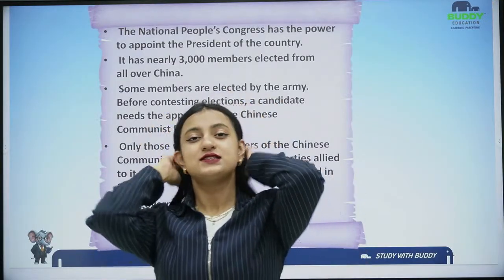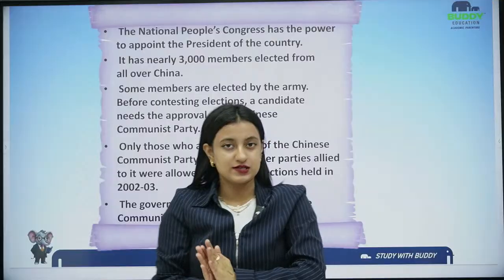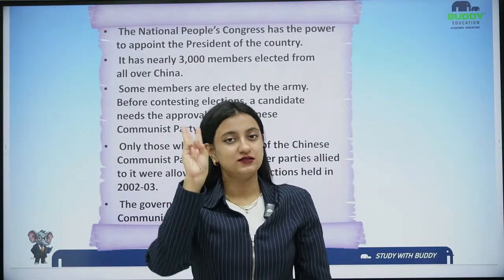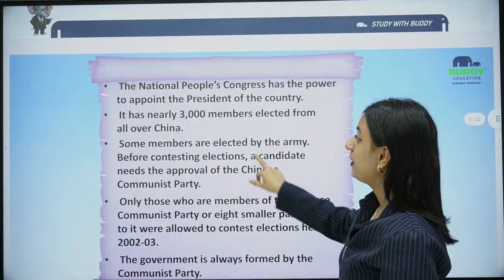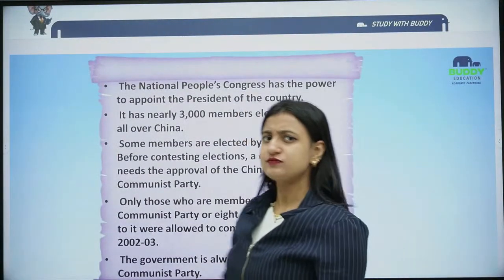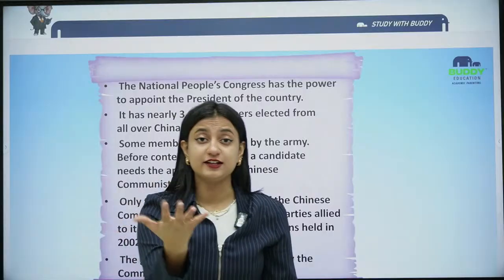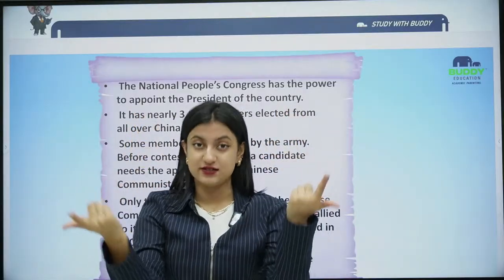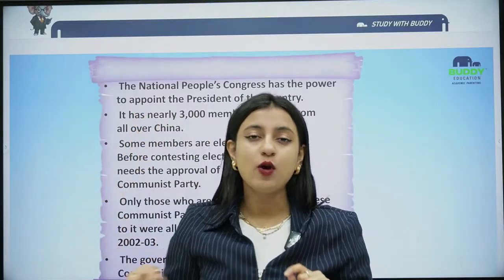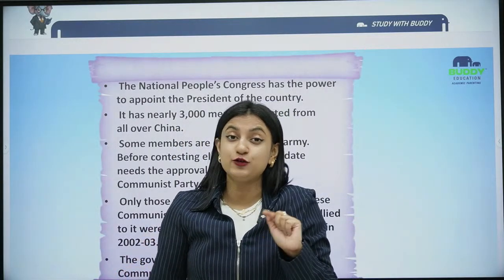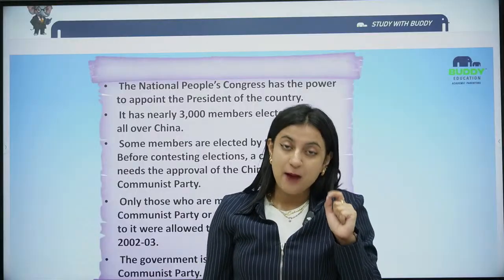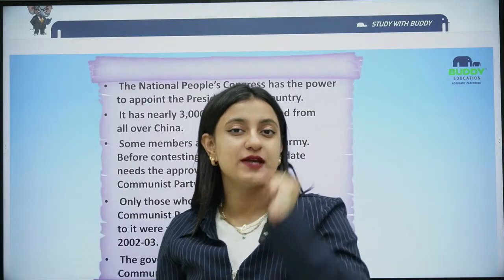If we revise, there's a parliament called the National People's Congress. It has how many members? 3,000 members. Those 3,000 members only make what? Only make the president of the country. Now those 3,000 members are elected by the citizens of the country. Now if I want to be a part of the 3,000 members, I will have to take an approval of the Communist Party.